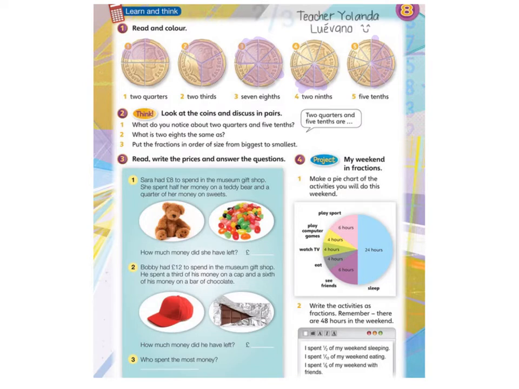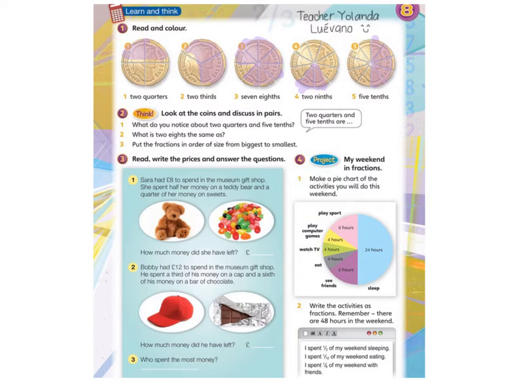Now it says think. Look at the coins and discuss in pairs. What do you notice about 2/4 and 5/10? Where are these? Here in the illustration. What is 2/8 the same as? And put the fractions in order of size from the biggest to the smallest. Write your answers here and we're going to check later in our Zoom class.